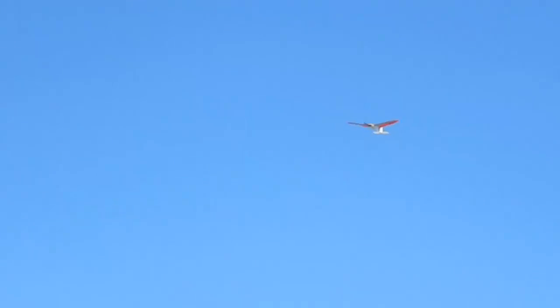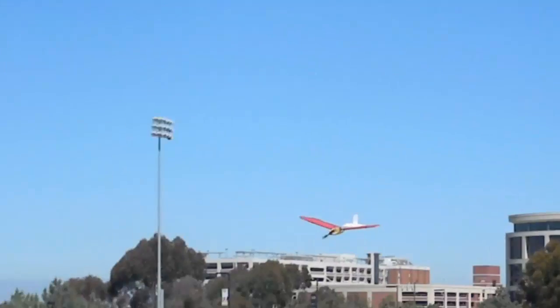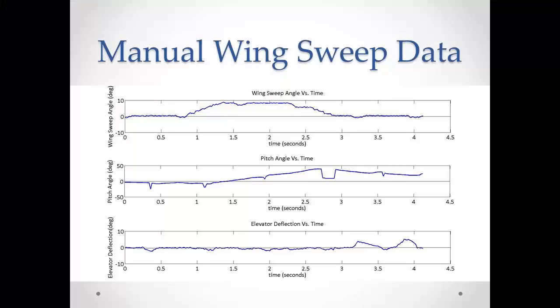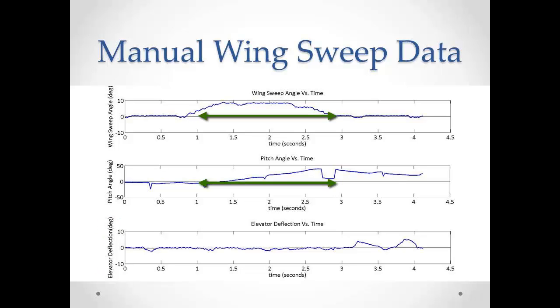Several flights were performed, and wing sweep continued to cause noticeable pitch response. The onboard data recorder was used to capture the aircraft's sweep position, pitch angle, and elevator position. Here you can see that when the wings were swept forward, the aircraft pitched up. Because the elevator was held neutral during this time period, it was concluded that wing sweep was causing the pitch response.